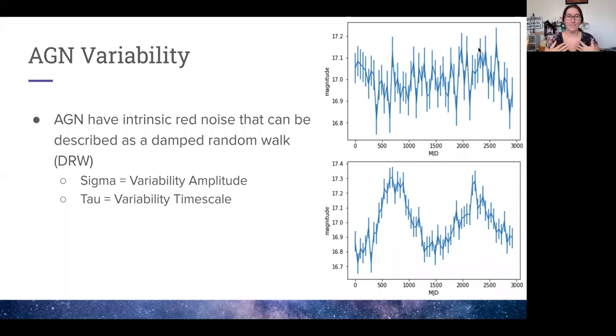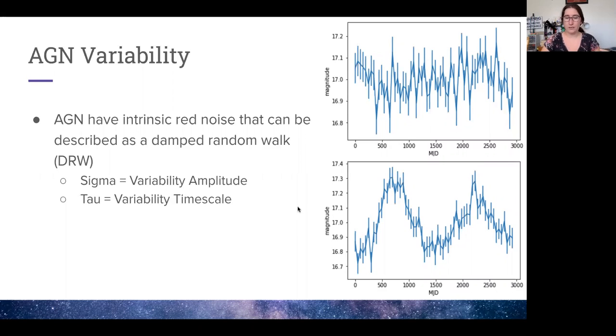So just a little bit of background knowledge. AGN have an intrinsic red noise that can be described through a damped random walk. And I've made a few simulated light curves here on the right, just to give you an idea of what this looks like. So here we have time on the x-axis in MJD, and brightness in magnitude on the y-axis, and you can see the way that the brightness of these AGN varies over time.